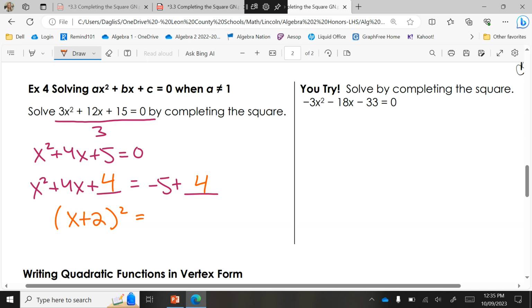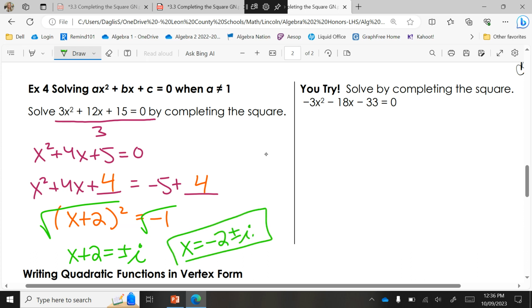X plus 2. Equals what? Negative 1. X plus 2 equals 1. Negative 1. I thought you did. So now we have to square root, right? Here's an Algebra 2 twist. What is the square root of negative 1? I. So we have x plus 2 equals positive and negative i, technically. Because now when I subtract the 2 over, it will be negative 2 plus minus this i.